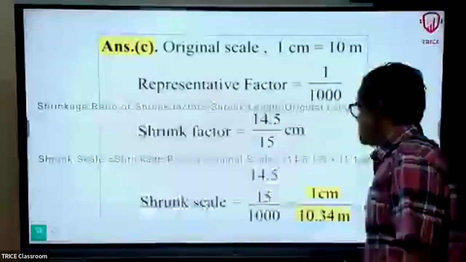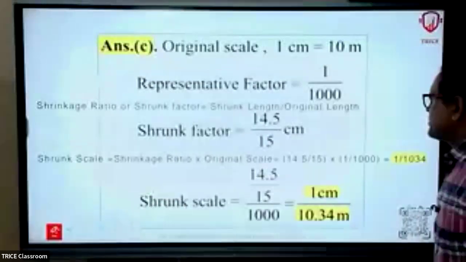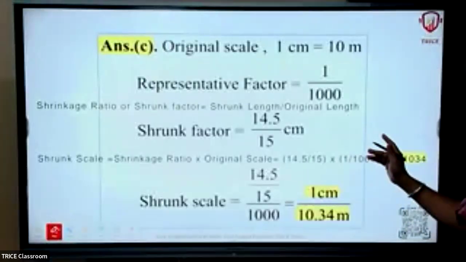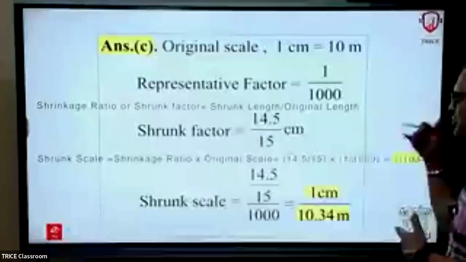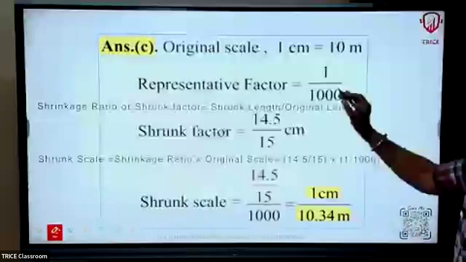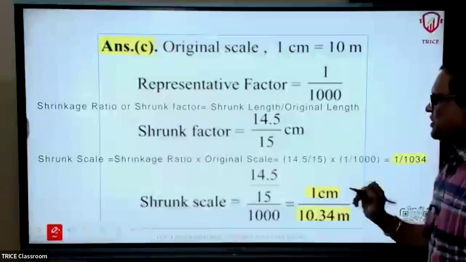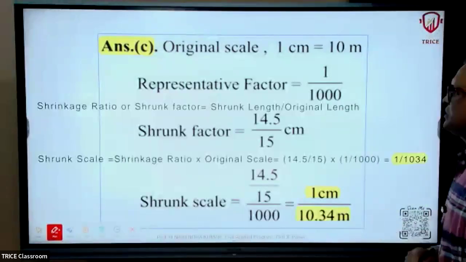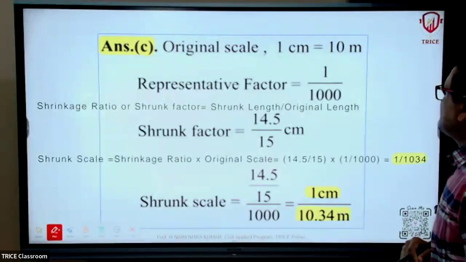So I created a detailed solution for you to understand. I inserted some more information for you because I know most of you may have forgotten the equations or relationships. First of all, we'll rewrite the data. A little bit of working out is required in this problem. Original scale 1 centimeter is equal to 10 meter. It's given. Representative factor 1 by 1000.